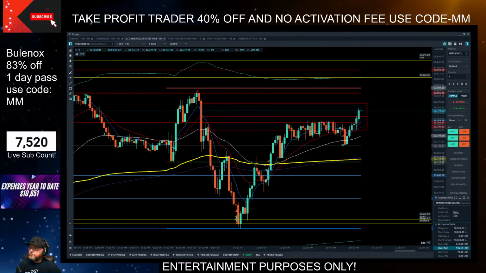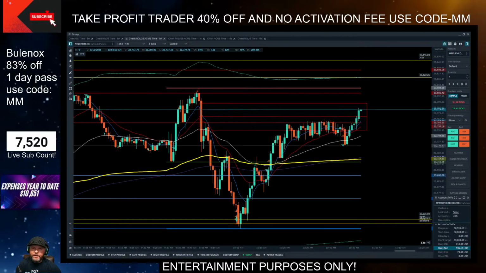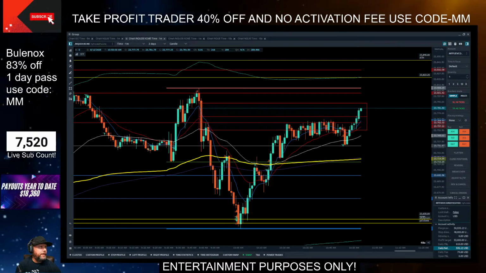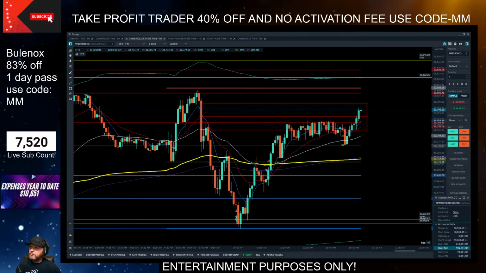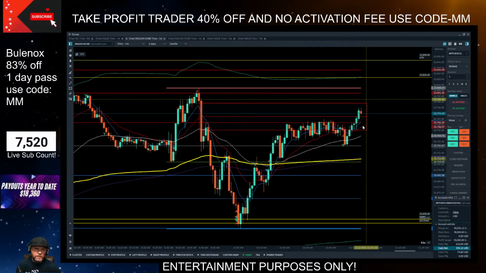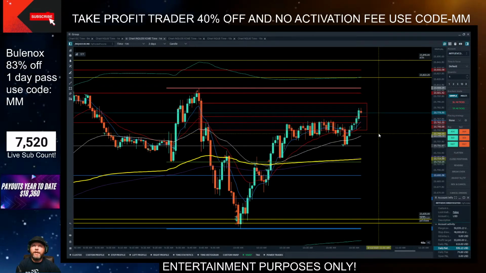ES breaking above initial balance here, running the highs. Big push here on the ES, up into the 42s. Might be a spot where it pulls back.